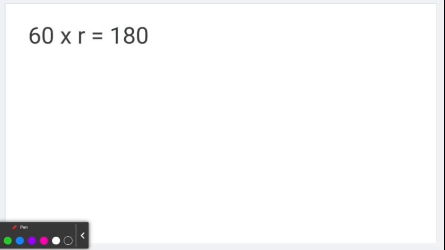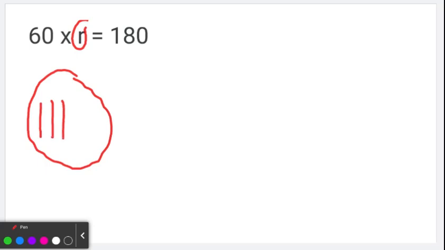drawing one group and putting 6 tens in that group. So here's my one group because we need to figure out how many groups there are. Okay, so that's my one group, and I'm going to put 6 tens in this group. 1, 2, 3, 4, 5, 6. Okay, so that equals 60.